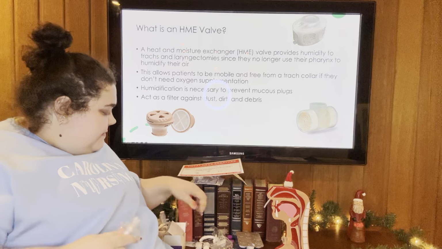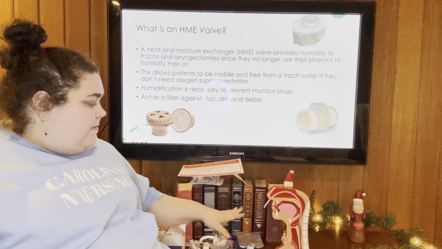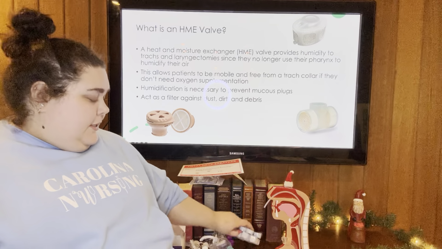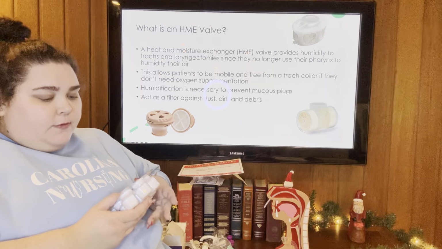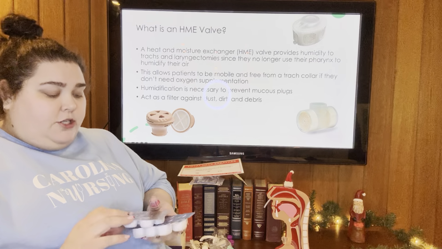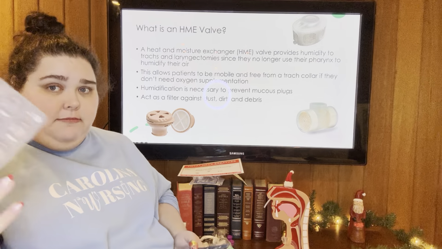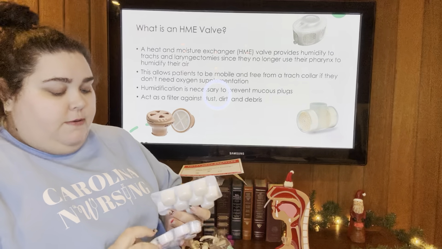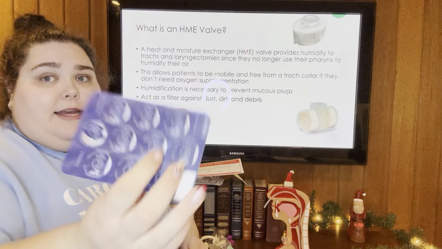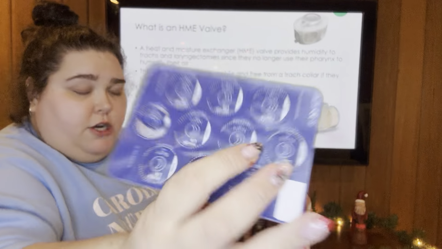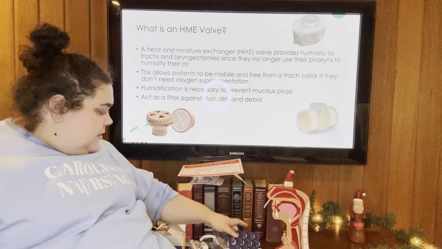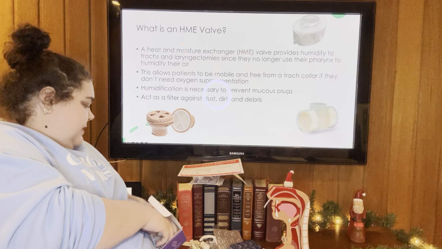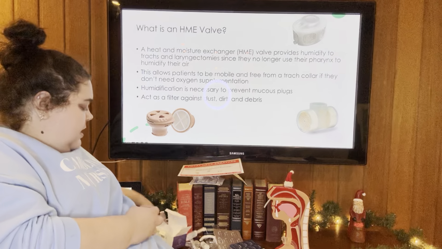So that is the valves for the trach. The valves for the laryngectomy tube are very similar, but a little bit different. When they come from the manufacturer, they come in these little blister packs. You have a daytime valve, or what they call the home valve, and then a night valve. That's going to be your not at home valve. So those are similar but different to the trach valves.